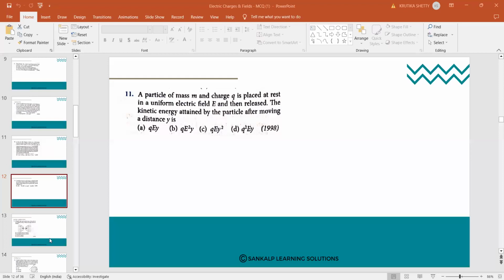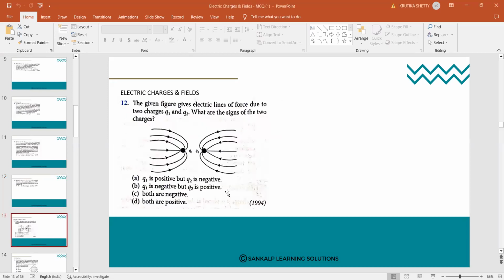So the next question is, okay, so our next question is, the given figure gives electric lines of force due to two charges q1 and q2. What are the signs of the two charges? Options are q1 is positive, q2 is negative; q1 is negative, q2 is positive; both are negative; both are positive.